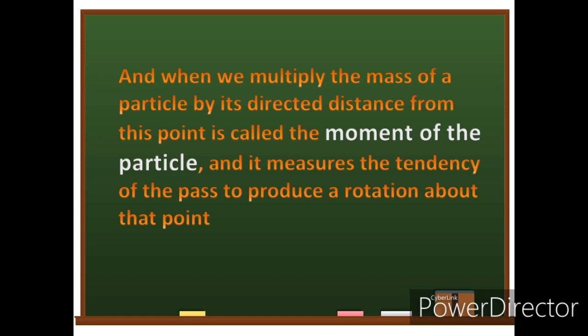When we multiply the mass of a particle by its directed distance from this point, it is called the moment of the particle, and it measures the tendency of the particle to produce a rotation about that point. So before we start, literally, moment is equal to mass times distance. I will give you an example for one dimension.